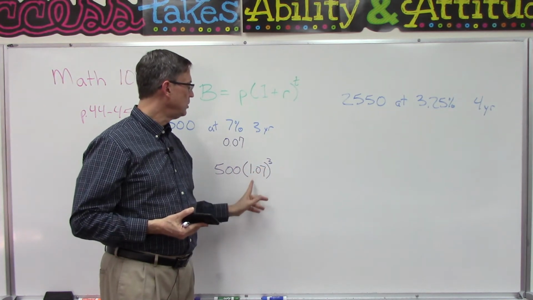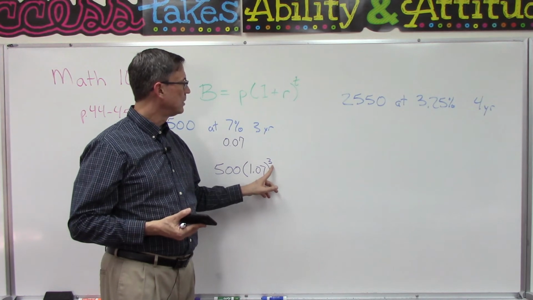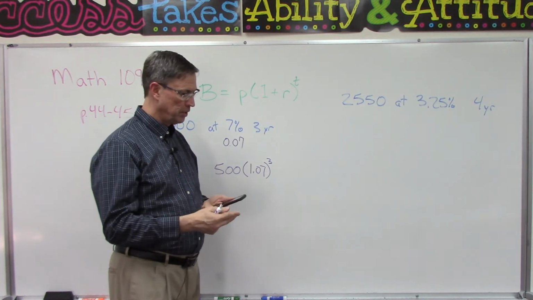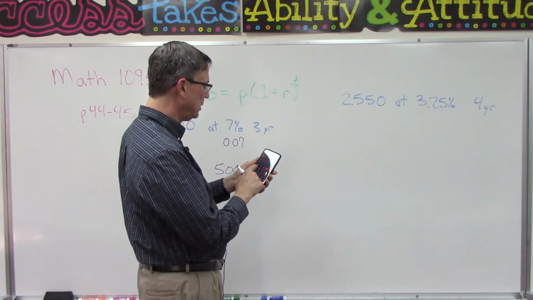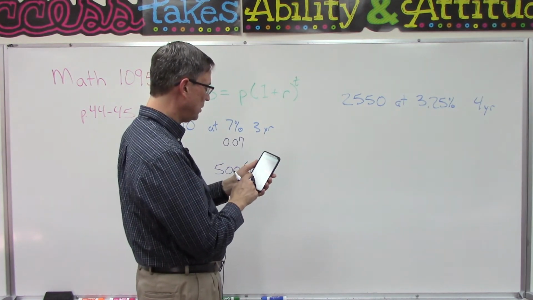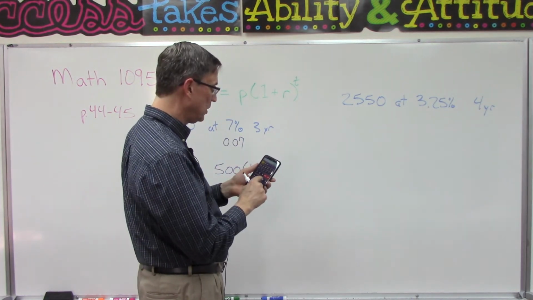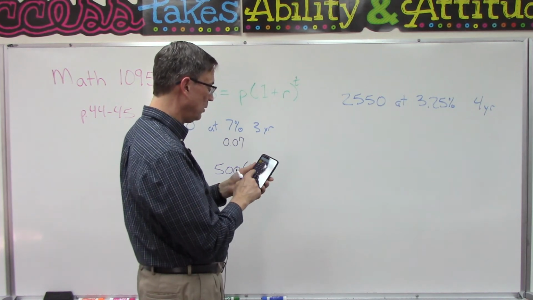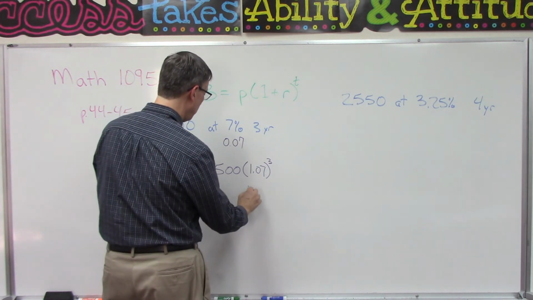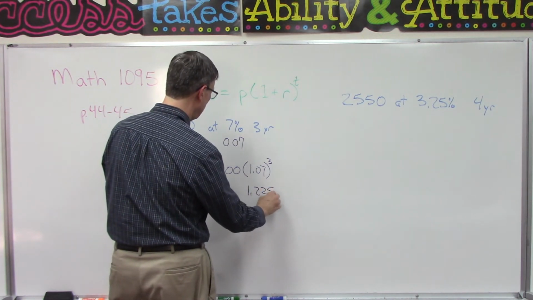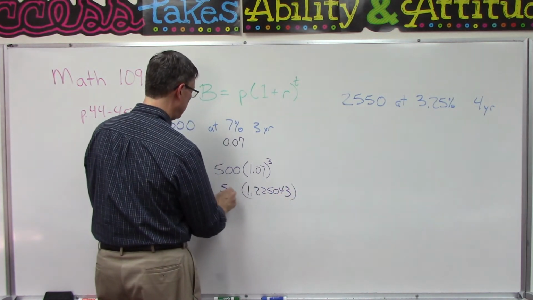Anything to a power means you take the base times itself that many times. All right, so this is not hard to do, especially with a calculator. All right, we're going to plug in 1.07 times 1.07. Now we've only done it twice, so I'm going to do it one more time, times 1.07 equals. And so in my calculator here, I have 1.22503, all right, times 500.